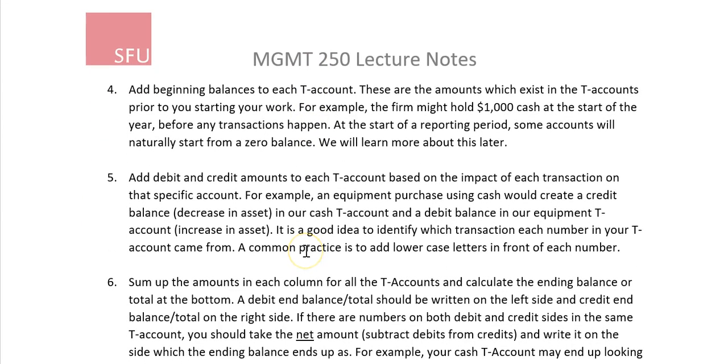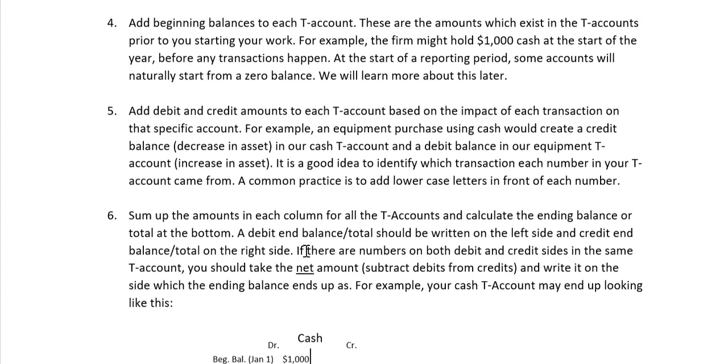Step 4, add beginning balances to each T account. These are the amounts which exist in the T account prior to you starting your work. For example, the firm might hold $1,000 cash at the start of the year before any transactions happen. At the start of the reporting period, some accounts will naturally start from a zero balance. We will learn more about this later.